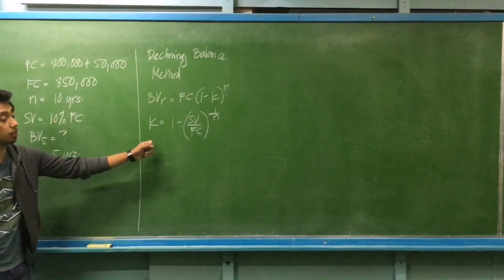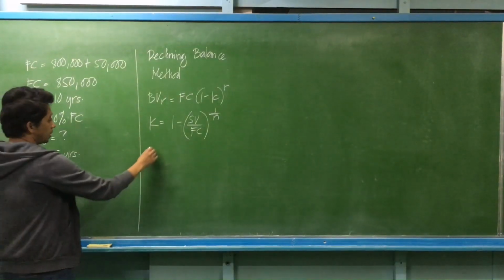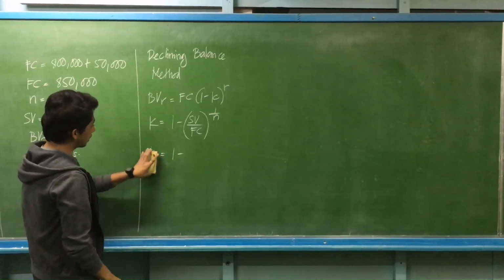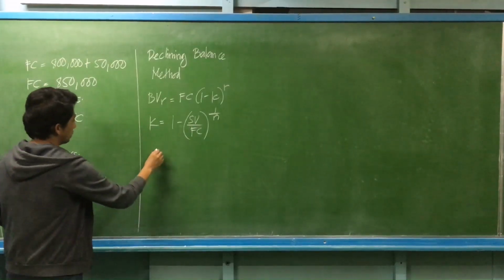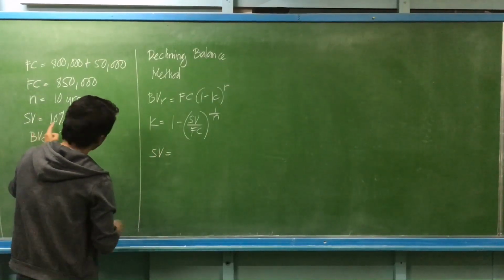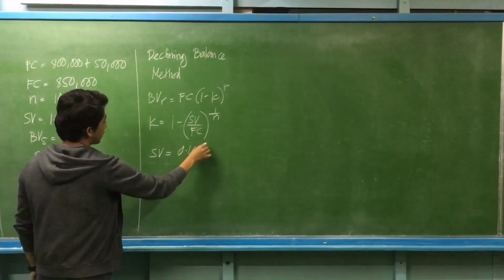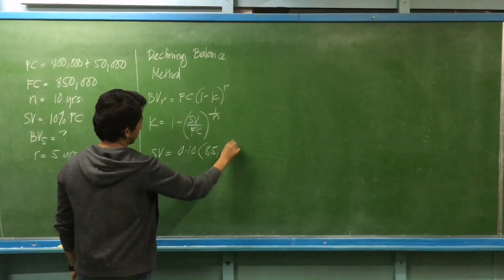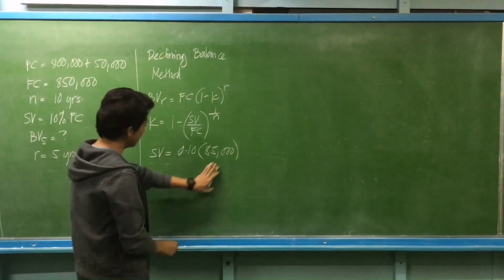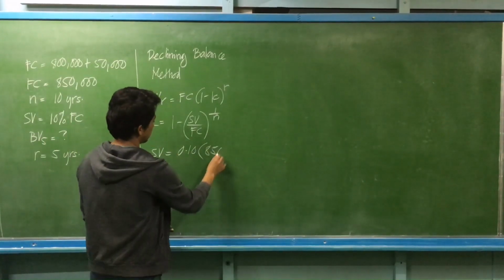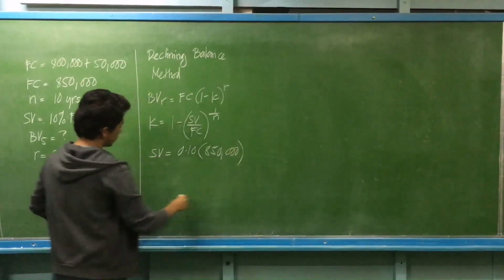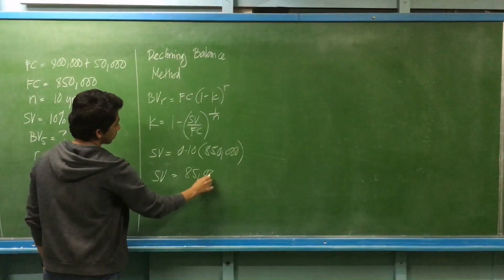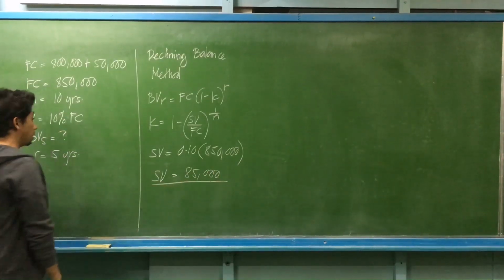So kunin muna natin yung rate of depreciation. This is the rate of depreciation K is equal to 1 minus, or kunin muna natin yung salvage value. We have the salvage value is equal to 10% of first cost. 10% of first cost, we have 850,000. So yung salvage value, yun yung 85,000. Okay, meron na tayong salvage value.